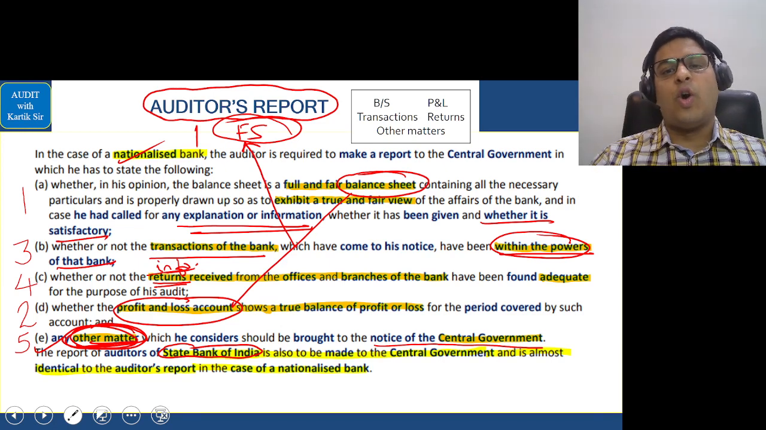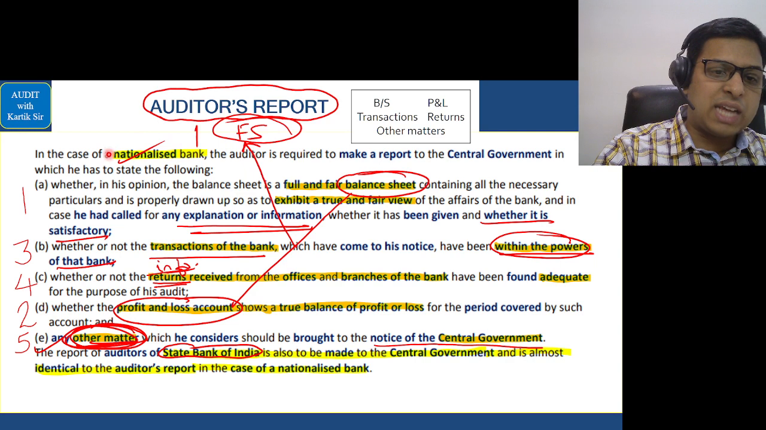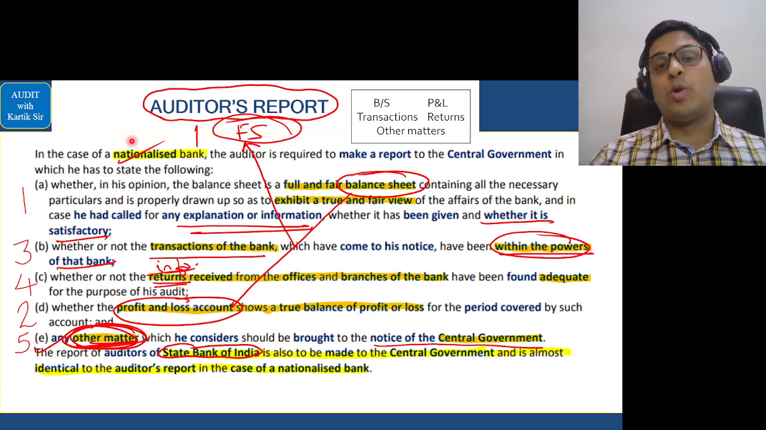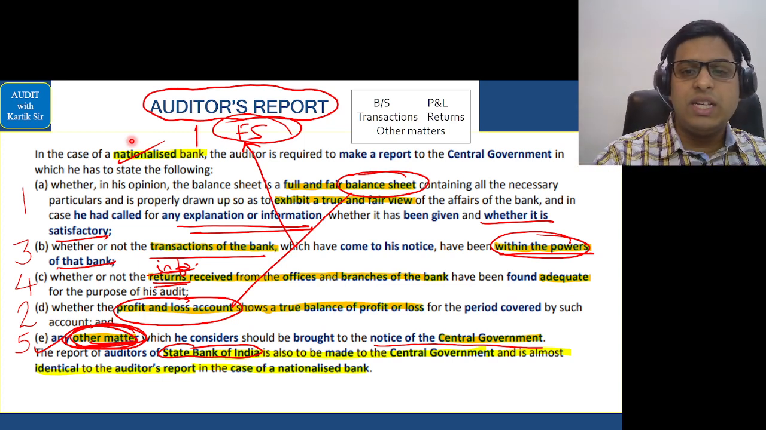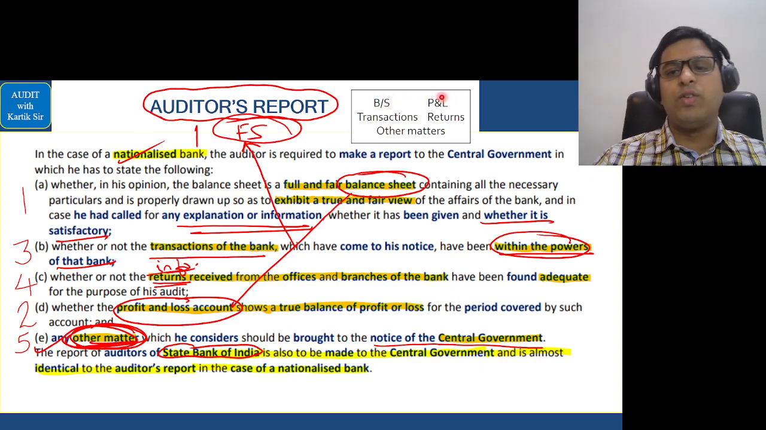Let's go further. The auditor's report in relation to the audit of banks, especially in the case of nationalized banks, and also in the case of State Bank of India. For these two banks, remember, the auditor has to give a report to the Central Government regarding the bank. What areas will it cover? It will cover these areas we see here, where the balance sheet and profit and loss account give a true and fair view. Basically, whether the financial statements give a true and fair view.